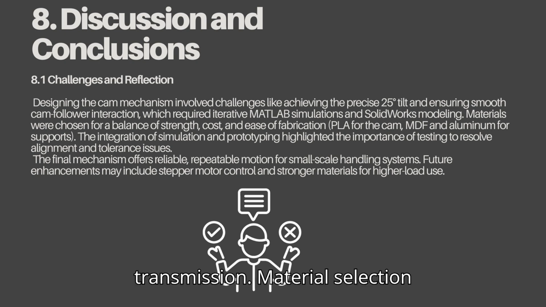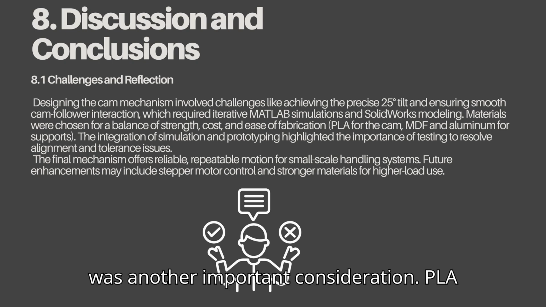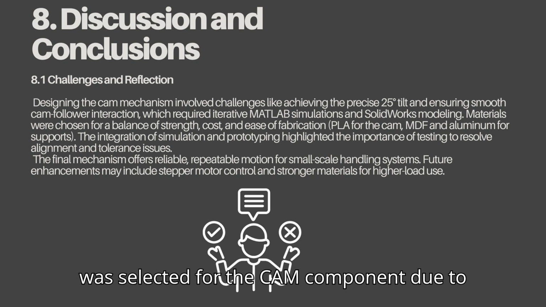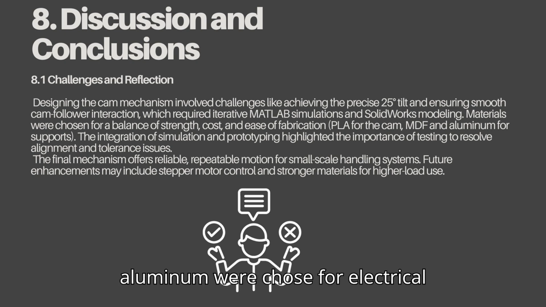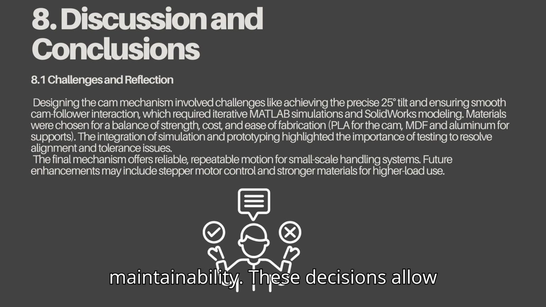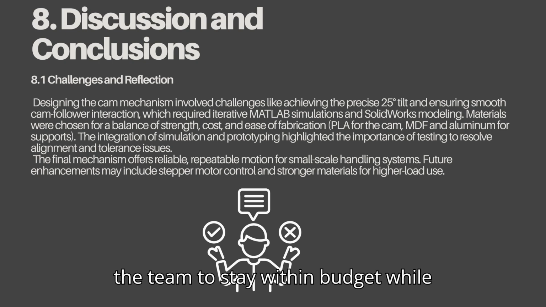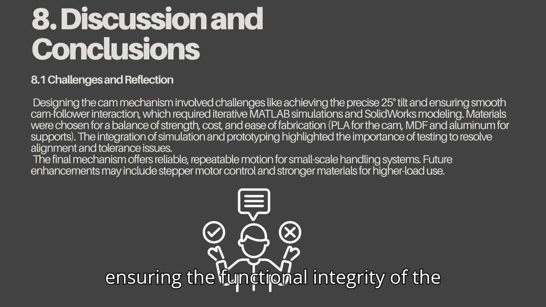transmission. Material selection was another important consideration. PLA was selected for the cam component due to its ease of 3D printing and adequate mechanical strength for the application. MDF and aluminum were chosen for structural supports, offering a balance between cost effectiveness and machinability. These decisions allowed the team to stay within budget while ensuring the function and integrity of the mechanism.